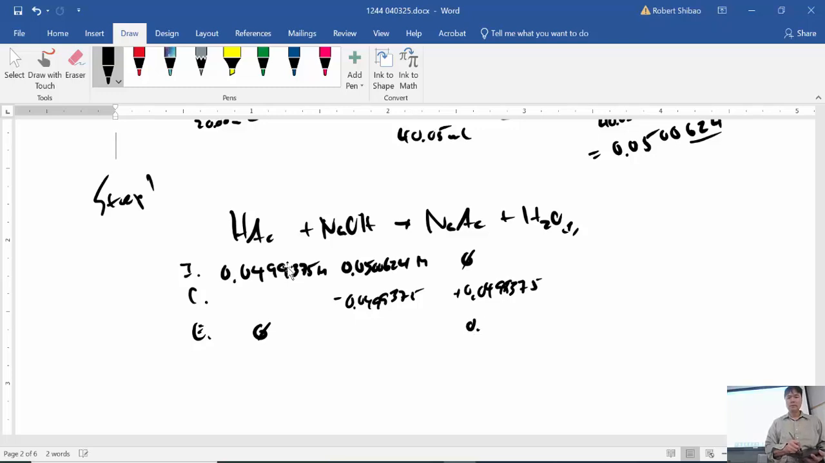And so this one's easy, 0.0499375. And then over here, what are you going to get for this? So 0.05 minus 0.0499375. So I'm going to get 0.0001249. Okay, that should be good now.